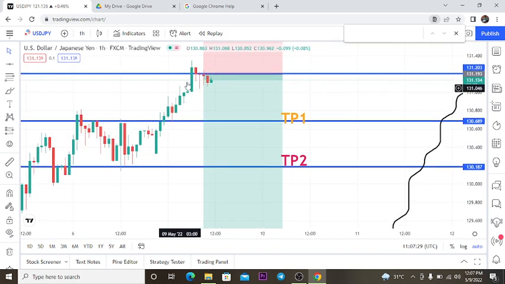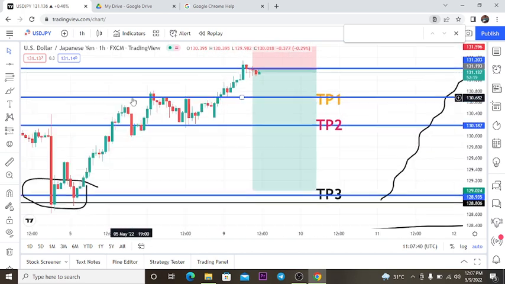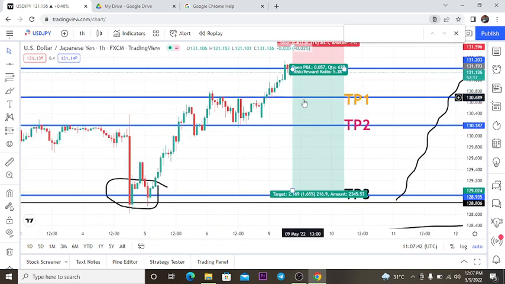Now, before I show you why I said that this price might push up, I want to show you how I plan this trade. You can see this is my TP1 at this level, because I marked out some levels, some important levels here.